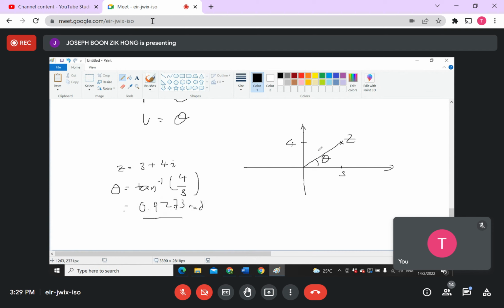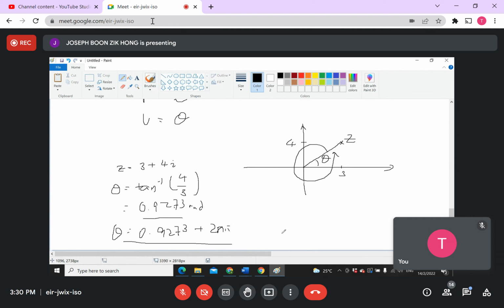It can be something like this one after turning one round. So that means it can actually be 0.9273 plus 2n pi. If turn one round, that means your n is 1. If turn two rounds, that means your n is 2. Without turning, that means your n is 0. So that means you have infinitely many answers here for your theta.